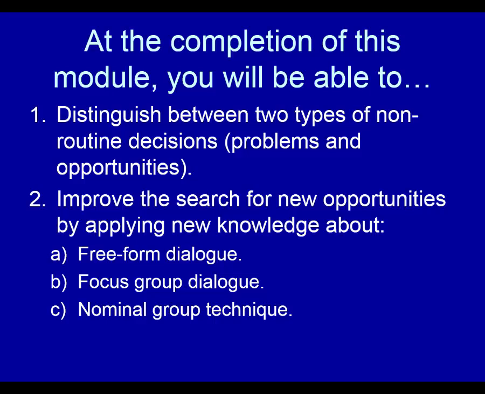Number two, improve the search for new opportunities by applying new knowledge about three different things. There are several different things you could do. These are just three. Hopefully, you will get familiar with these and realize that there are some ways to do it that are different. You could engage in just a free-form discussion, dialogue, etc., that we normally do when we engage in looking out for new opportunities. But also, there are two that we'll talk about that are structured. One is the focus group dialogue, and one is nominal group technique.